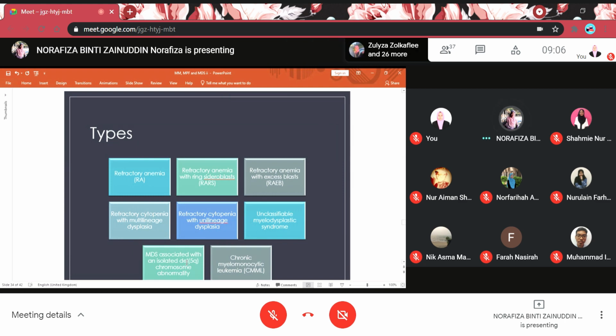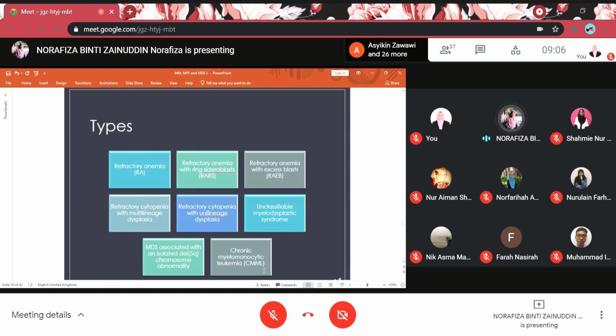And for those with CMML, it is quite complicated. I think I have to give you a summary on this. I will give it to you later through email. Okay. So for RA and RARS, they are characterized by 5% or less myeloblasts in the bone marrow.